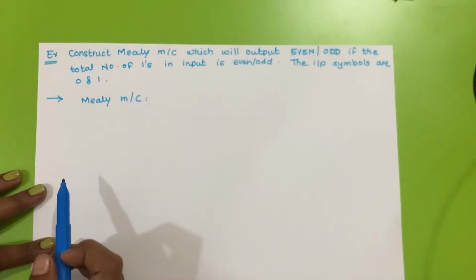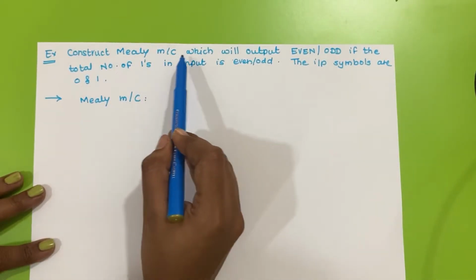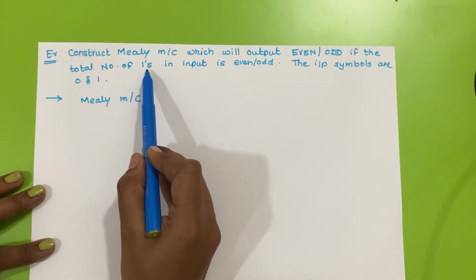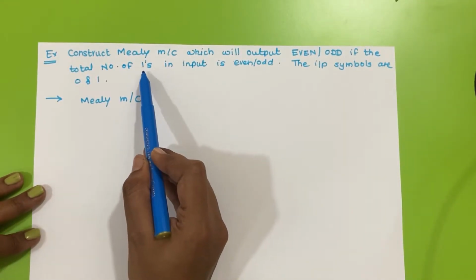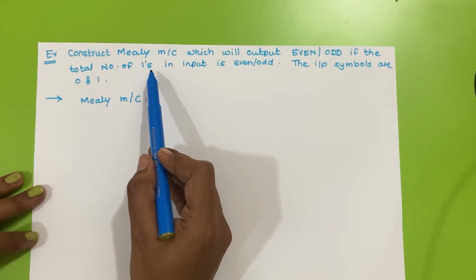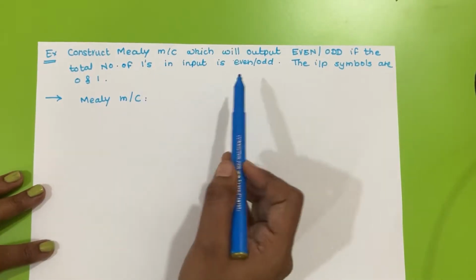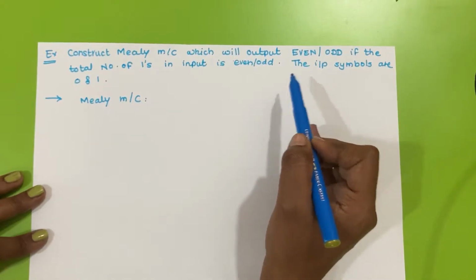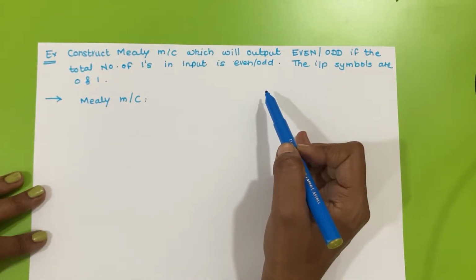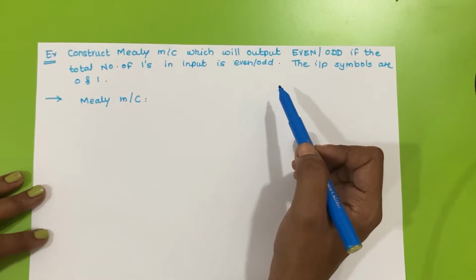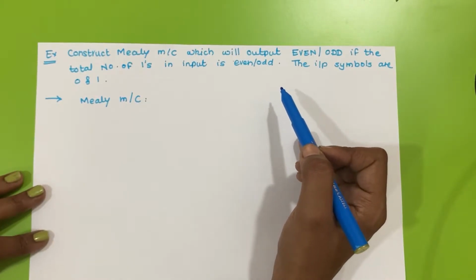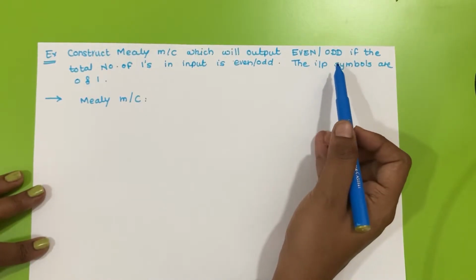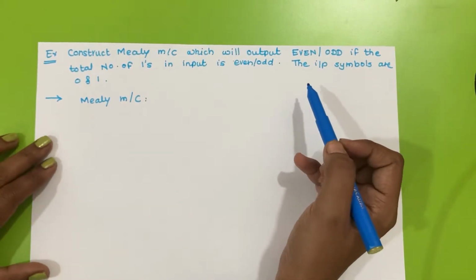Now the next problem is we have to construct a Mealy machine which outputs even or odd if the total number of ones in the given string are even or odd. So all the strings are made up of zeros and ones, and if the number of ones is even then it should produce even, and if the number of ones is odd then it will output odd. So we have to draw such a Mealy machine.